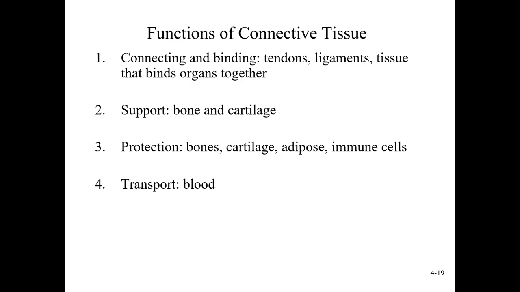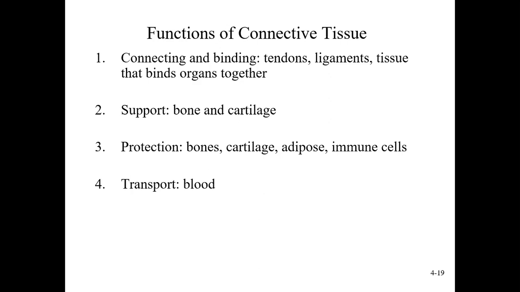Support, that's another main function of connective tissue. Your bone tissue is made out of connective tissue, and the cartilage that you have in your body is connective tissue. Protection, that's another major function. Anywhere you find bones, you generally find protection, especially like the skull that's protecting the brain, and the rib cage and the sternum that are protecting the organs inside the chest cavity. So that's a protective function of the bones and cartilage for that matter.